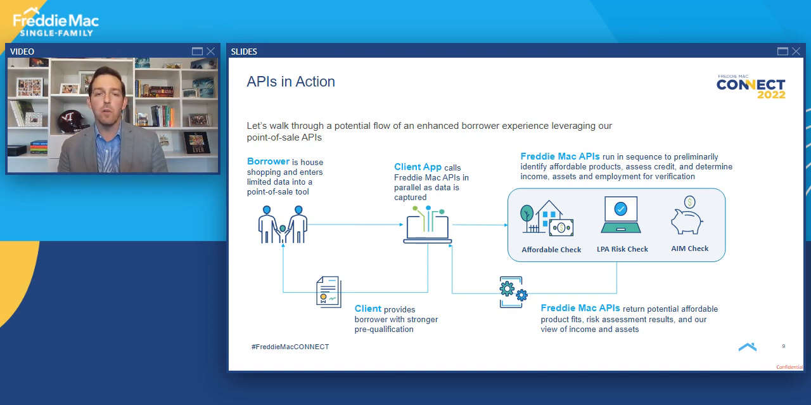move forward with the bank statements to do an AIM assessment, right? So, hey, we came up with this income number. You have an accept on the preliminary credit risk assessment, and it looks like you're a candidate for an affordable product. All of that combined tells a very compelling story, and it's happening dynamically in real time or near real time in the same session with the borrower.